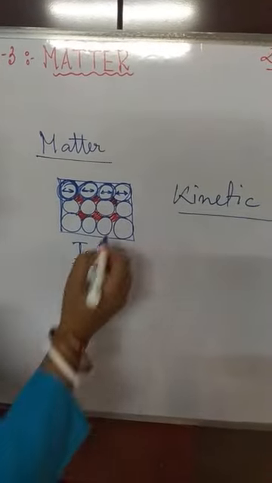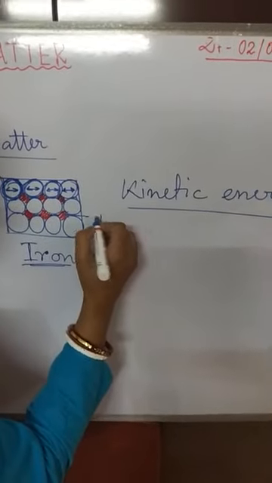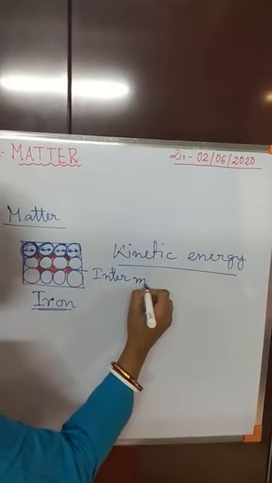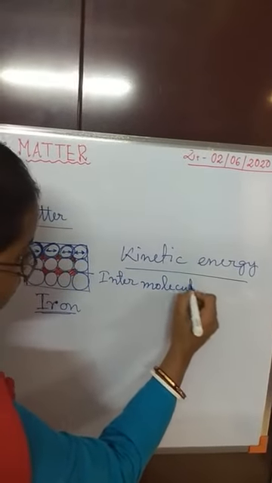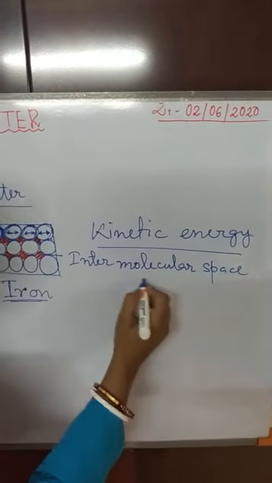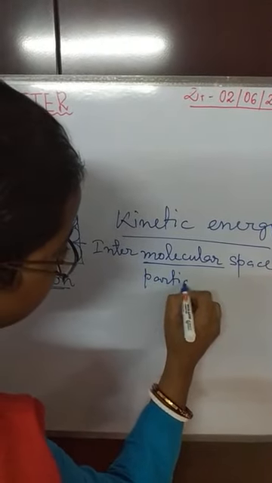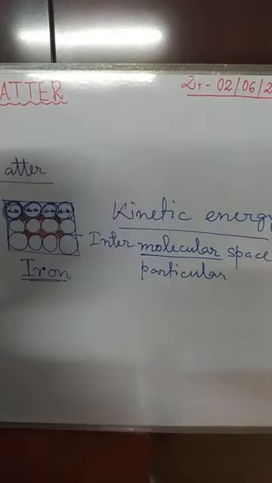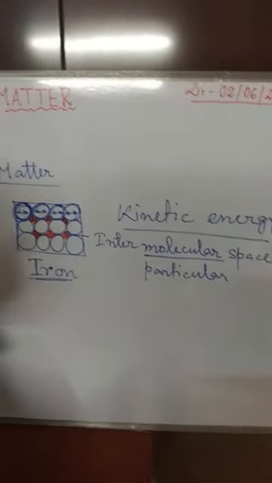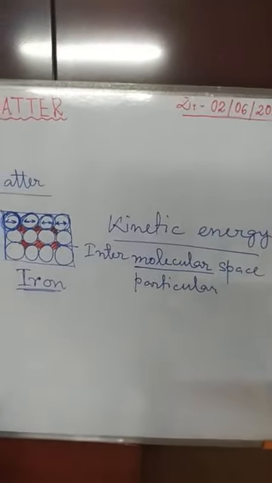So this gap between the particles is called intermolecular space or interparticular space. Both are the same. In between the particles, that's why interparticular or molecular space. So these are called intermolecular space.